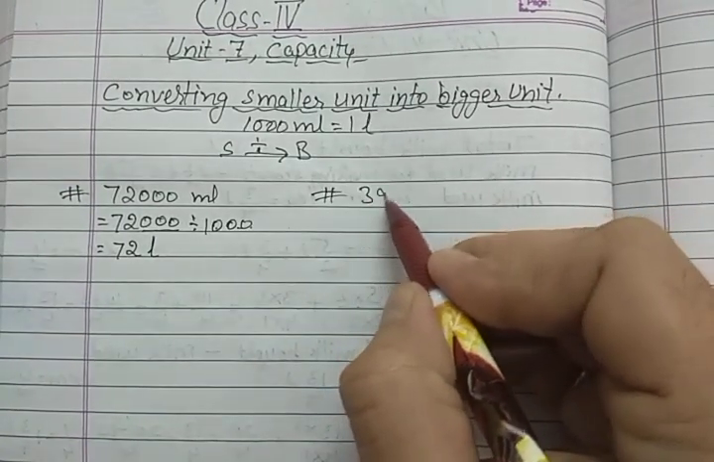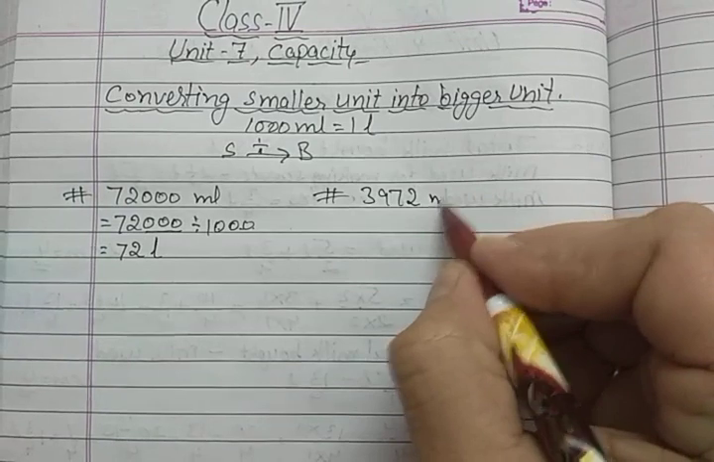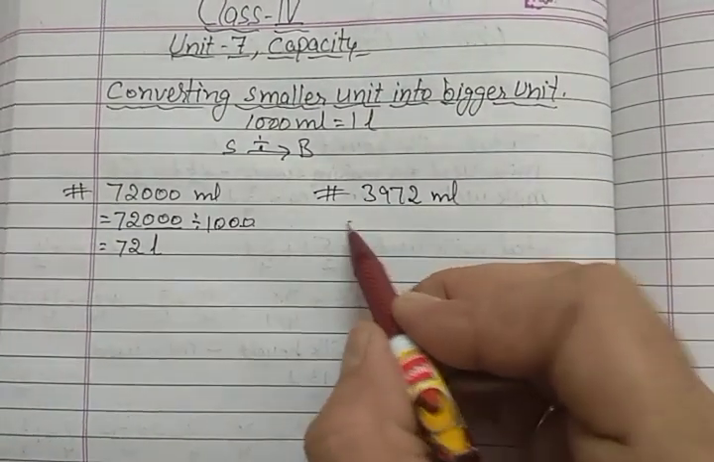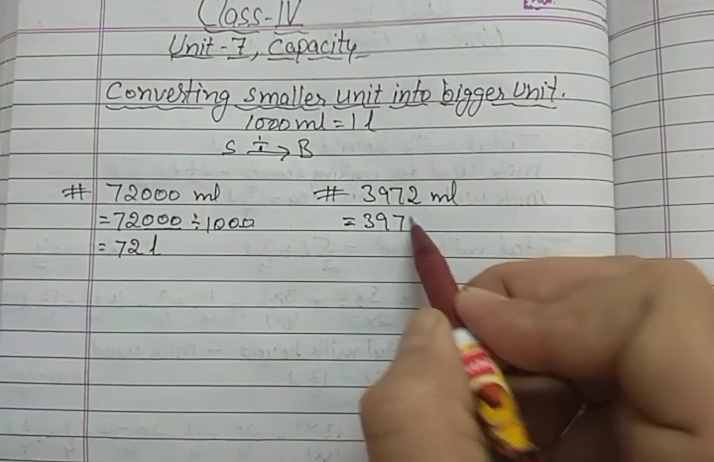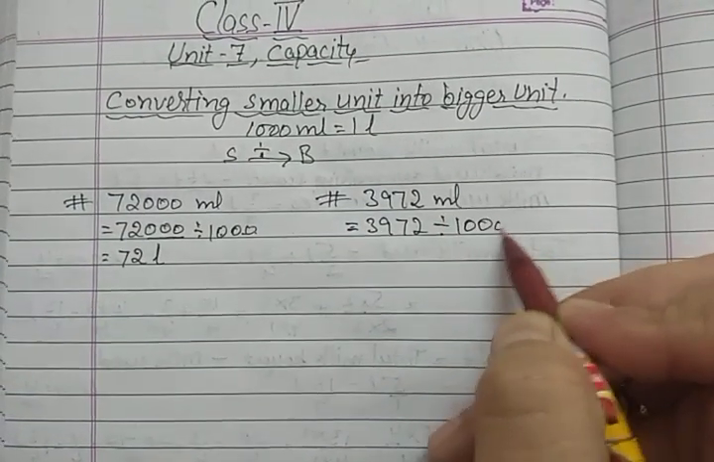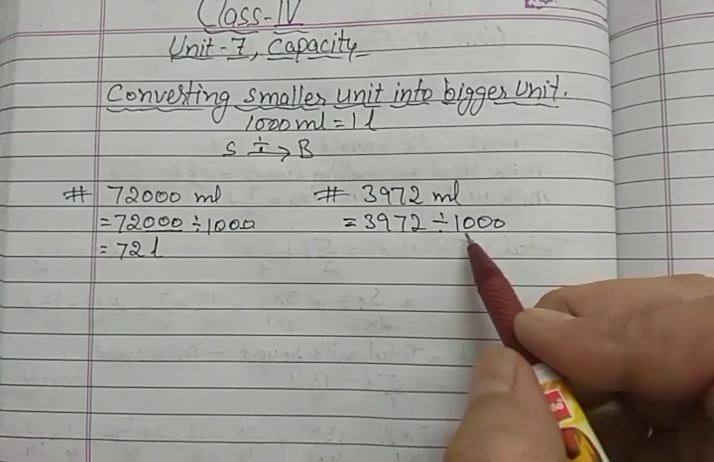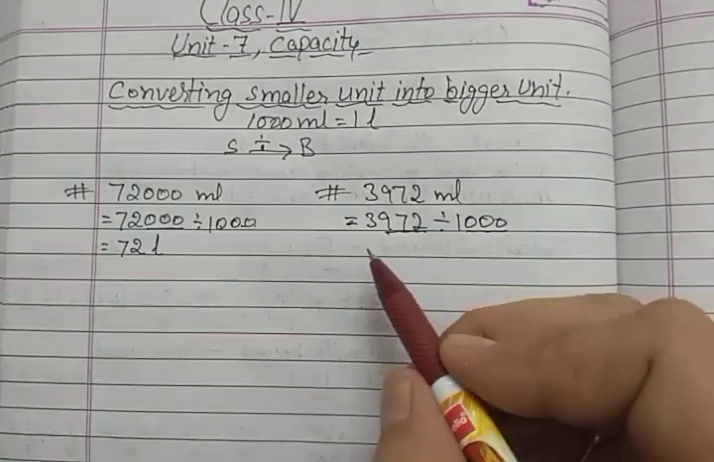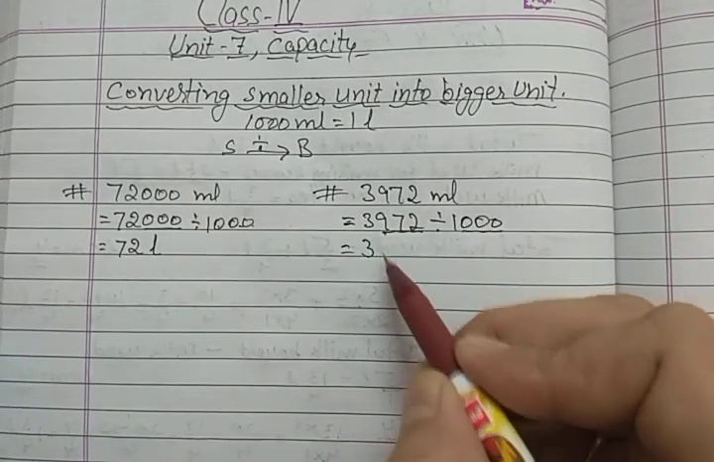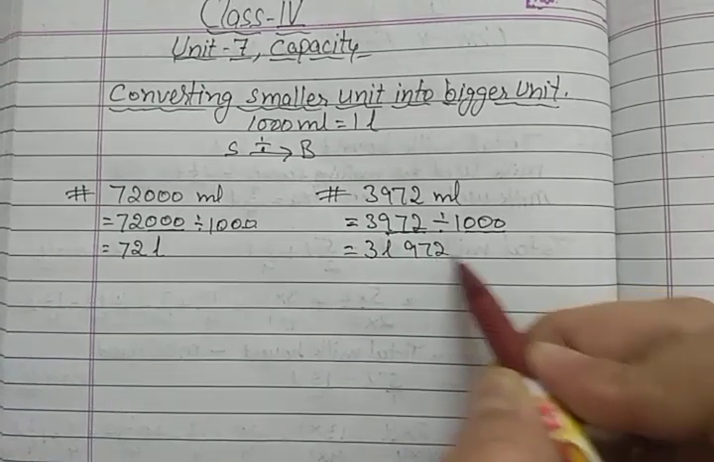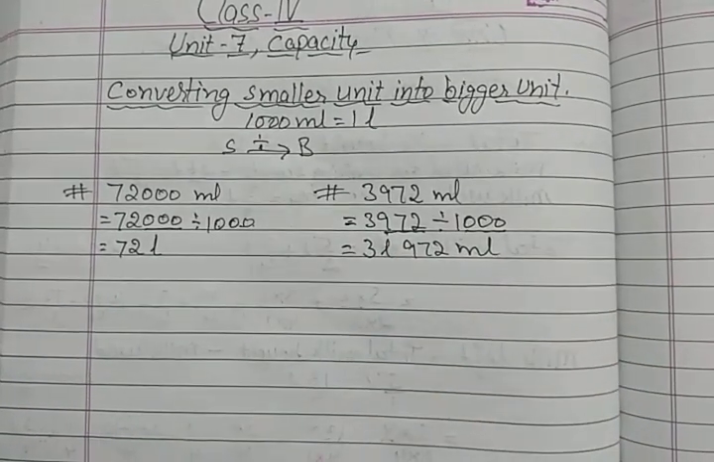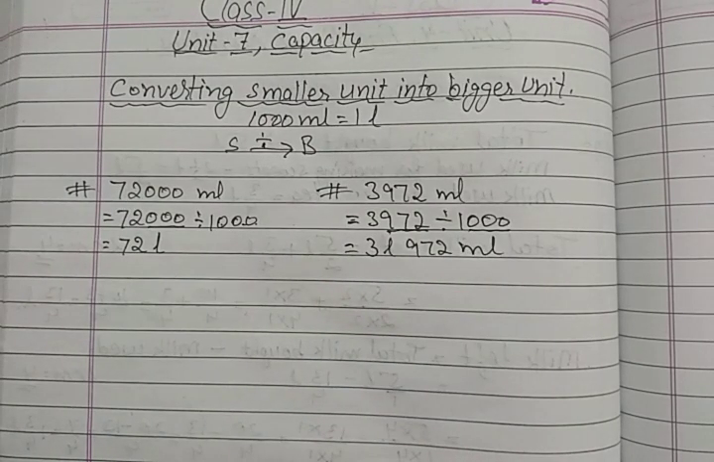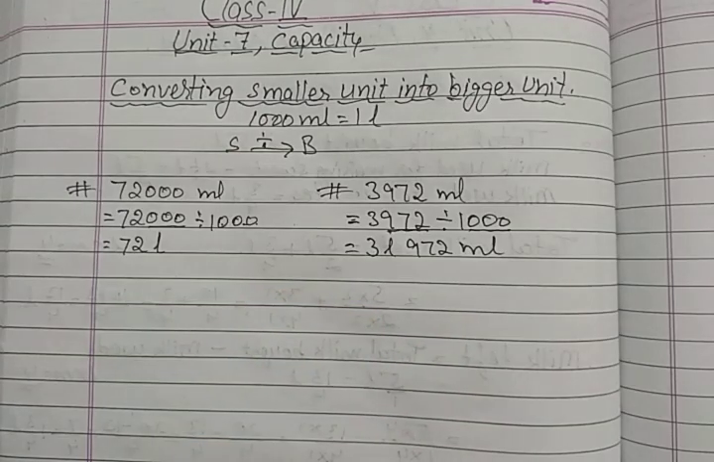Suppose 3972 milliliters, and we have to convert this into liters. So again, in the same way, we have to divide it by 1000. So again, separate the last 3 digits because 3 zeros are there in 1000. So the answer is 3 liters and 972 milliliters. So in this way we can convert milliliters into liters and milliliters. This is nothing new, you have already done this.